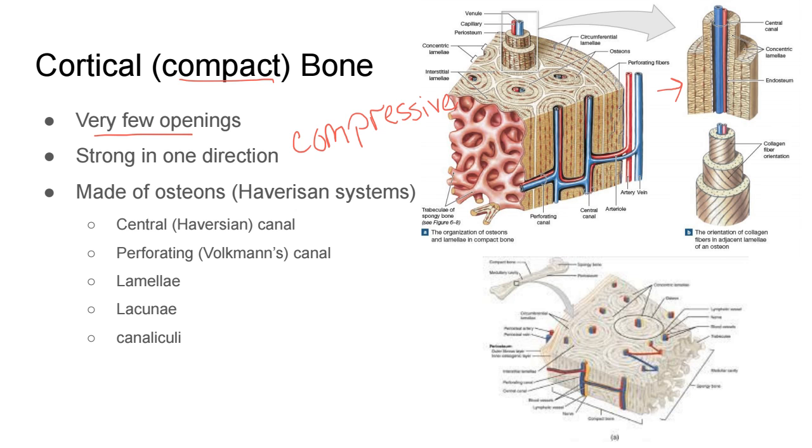So our cortical or compact bone is made up of osteons. Osteons are considered the functional unit of bone. They're also called a Haversian system. So again, this is our functional unit of bone. And I spelled it wrong here. This should be S-I.